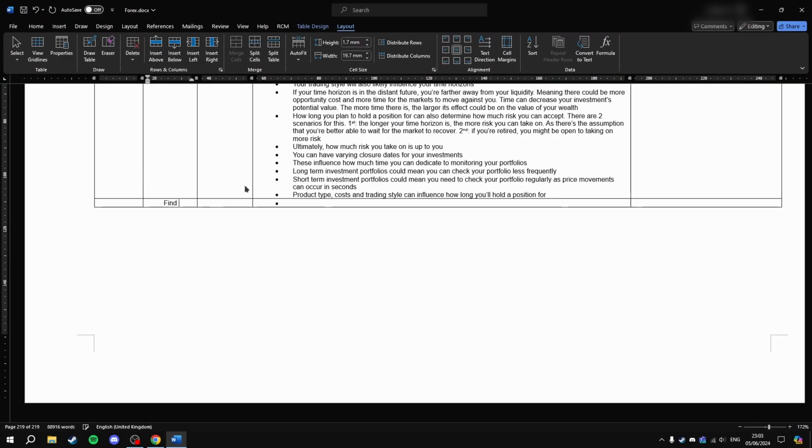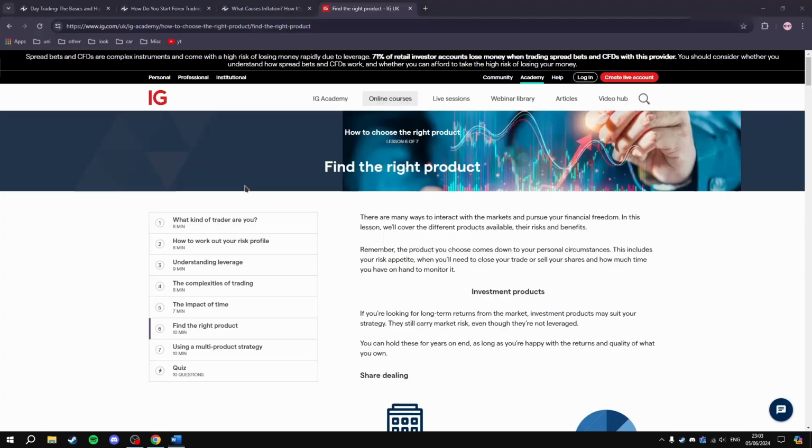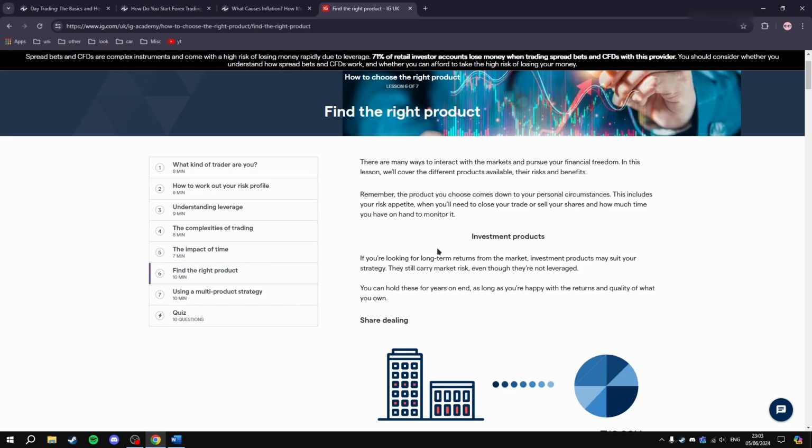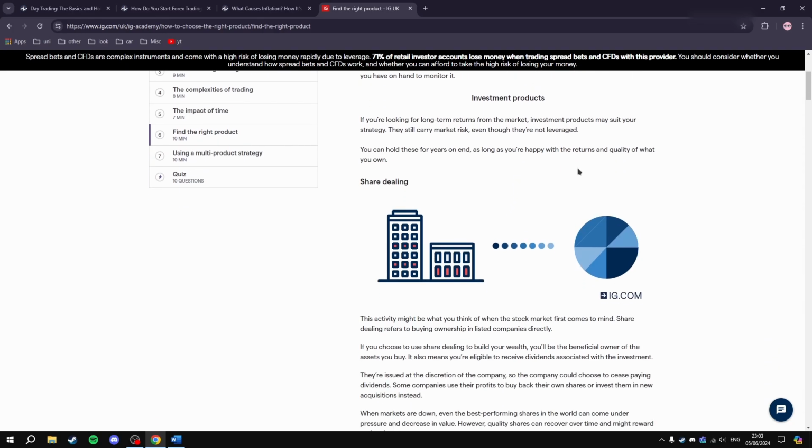Find the right product. There are many ways to interact with the markets and pursue your financial freedom. In this lesson, we'll cover different products available, their risks and benefits. Remember, the product you choose comes down to your personal circumstances. This includes your risk appetite, where you need to close your trade or sell your shares, and how much time you have on hand to monitor it.